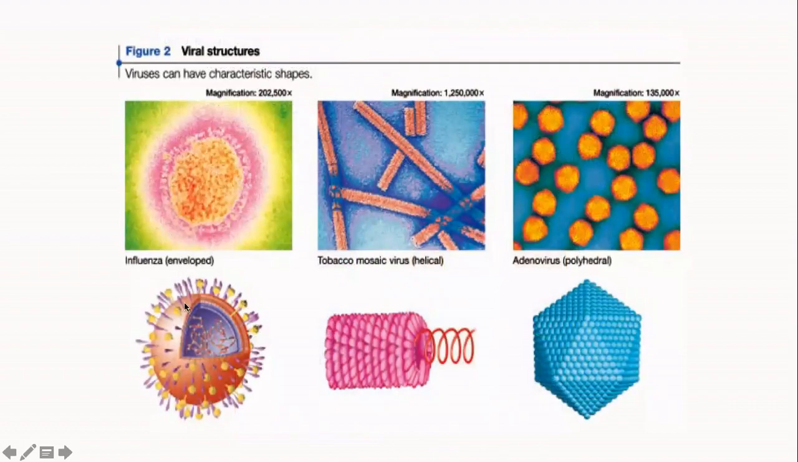Just to show the diversity of all the different types of viruses possible, the enveloped one, the influenza, we saw a little earlier. This is the tobacco mosaic virus, the first virus to be identified. This has a helical structure. And this is another virus, adenovirus, which is polyhedral in shape.